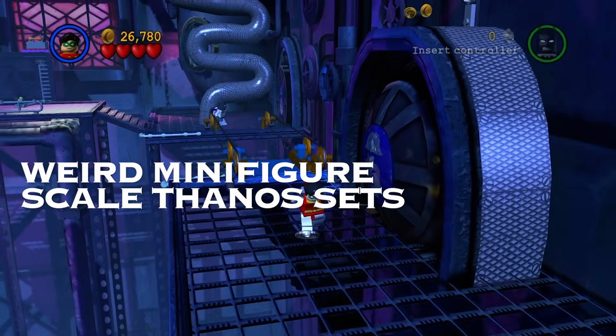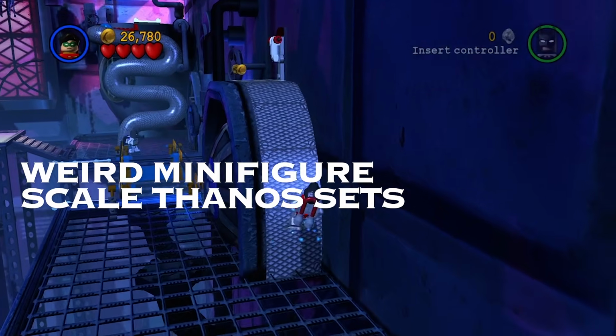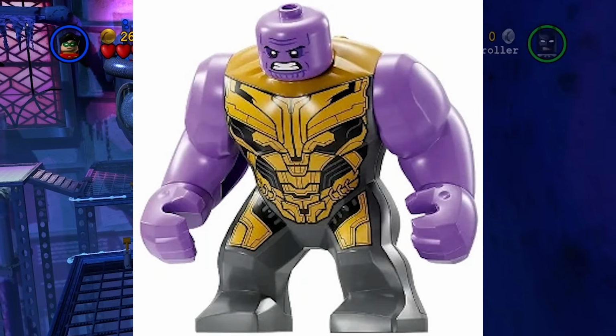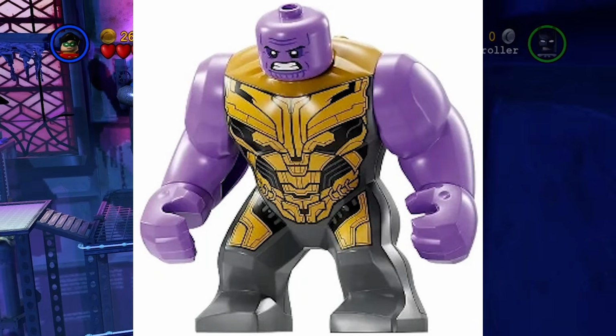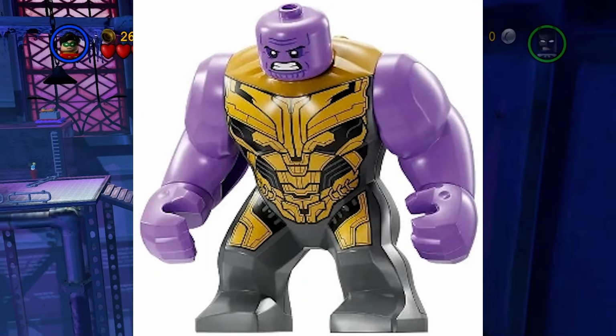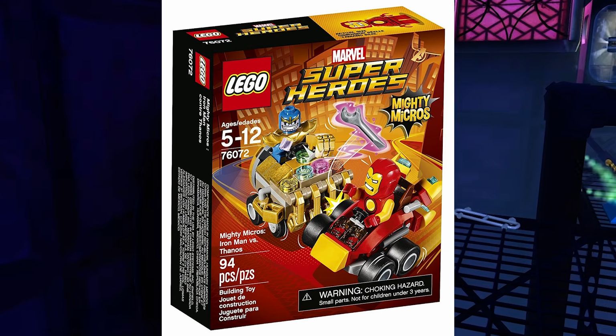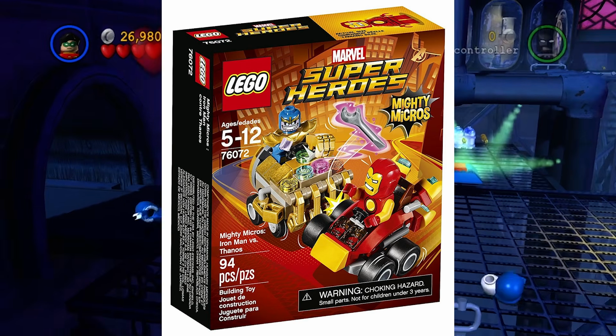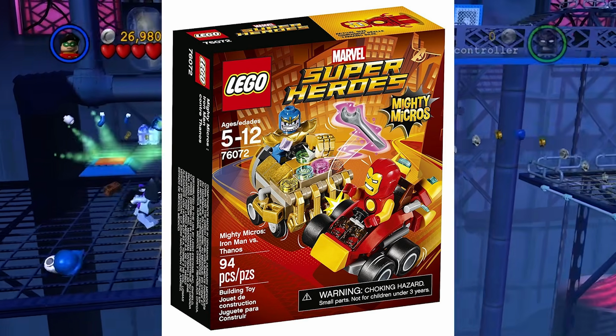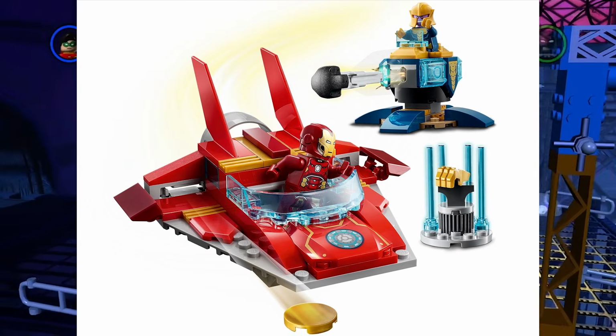Weird minifigure scale Thanos sets. Thanos has become a very popular superhero's character thanks to his role in Avengers Infinity War and Endgame. LEGO has made these minifigure scale Thanos sets to kind of further cash in on the character's recent popularity, in addition to the big fake Thanos sets.